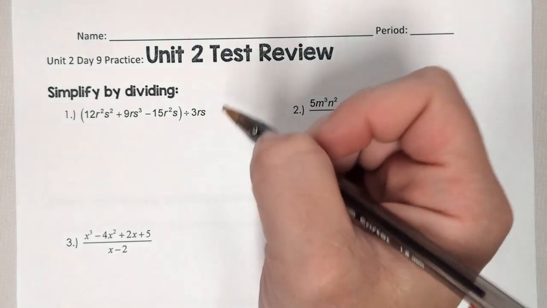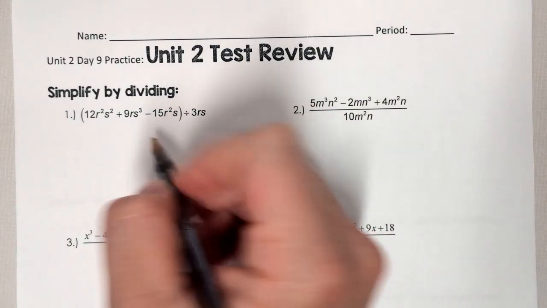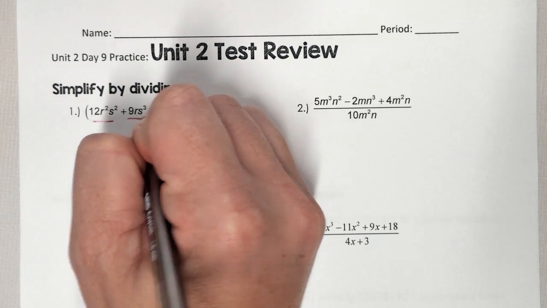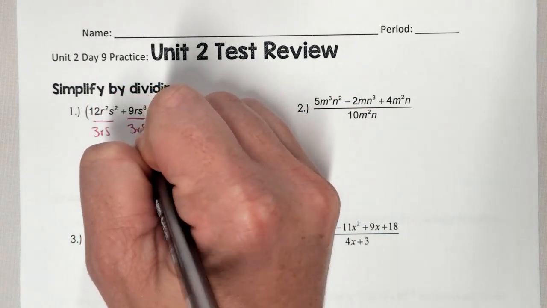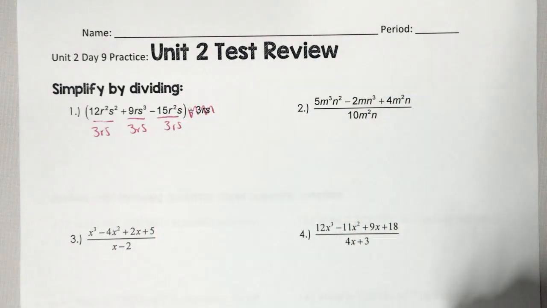Number one, we're dividing, but it's by a monomial. There's no plus or minus, so we just need to set it up as 3 separate fractions and move that to the denominator. 3r's, 3r's, 3r's. And so if we moved it to the bottom, it's no longer over there.